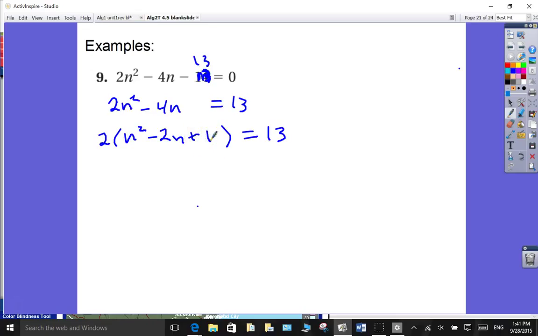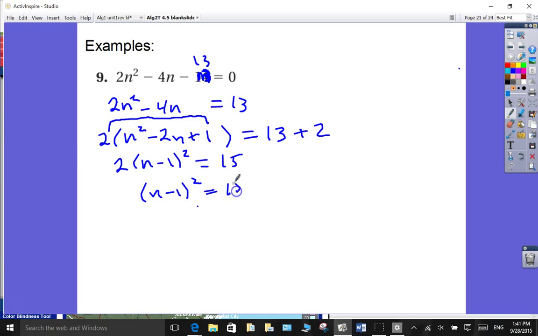Okay, now what do you add to the other side? Actually, you add 2, because the 1 is inside parentheses and it's being multiplied by a 2. So to balance putting a 1 in that position, you've got to add 2 to this side. So keep that in mind. So this becomes 2 times n minus 1 squared equals 15. N minus 1 squared equals 15 halves. And from there, you can take the square root of both sides and do all that.